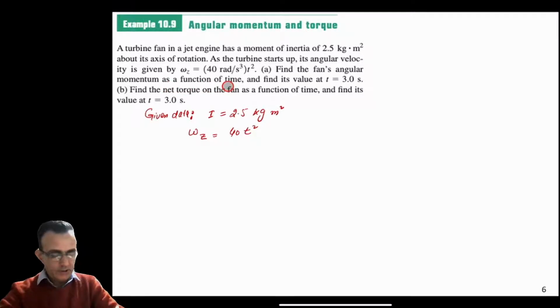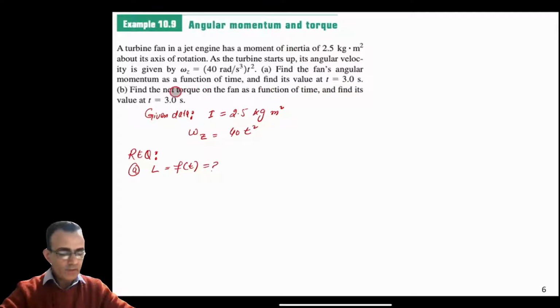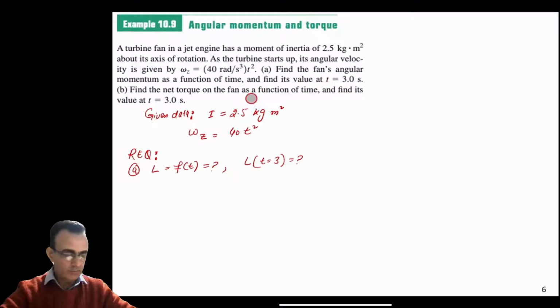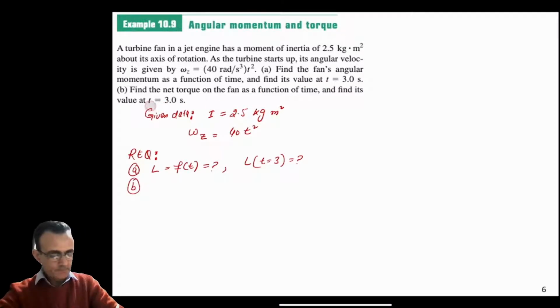So what you need to know, in part A, is the angular momentum as a function of time. So you need to calculate the angular momentum, which is L, as a function of time, which is unknown, and find its value at t equal to 3 seconds. You need to calculate the value of this angular momentum.